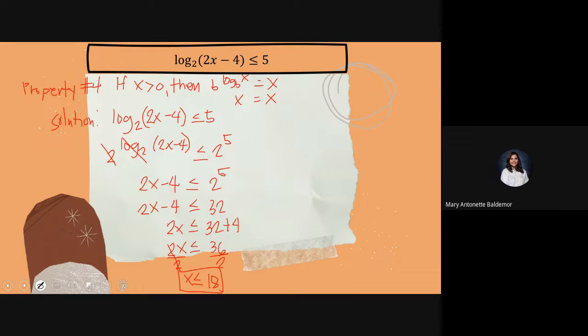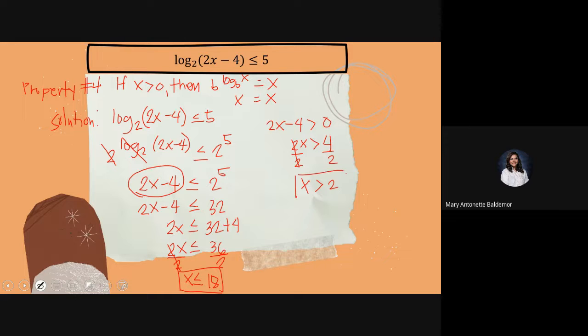Now we have to check if this part is greater than 0. To do that, we have to do it separately. We have to check if 2x minus 4 is greater than 0. So transposing negative 4, we have 2x greater than positive 4. Divide both sides by 2, and we will get x greater than 2.